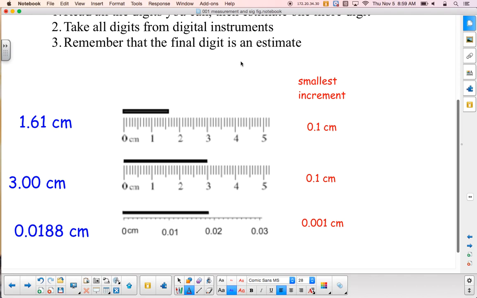So as you can see, figuring out the smallest increment on your measuring device is very important, and in every case, your measurement is going to go 1 decimal place beyond your smallest increment. For the first 2, my smallest increment was the tenths of a centimeter, and my measurements go to the hundredths of a centimeter. And for my last ruler, my smallest increment went to the 3rd decimal place. My measurement goes to the 4th decimal place.